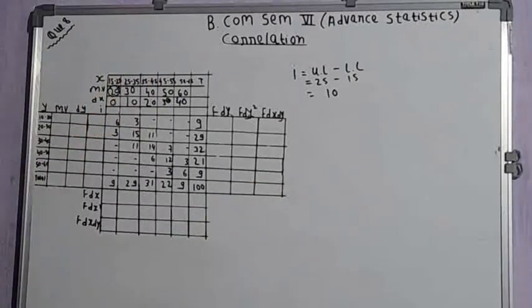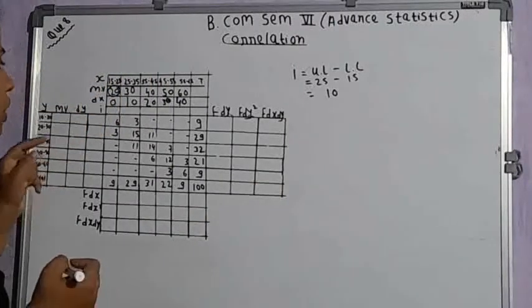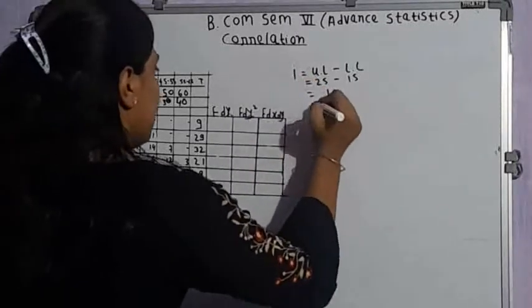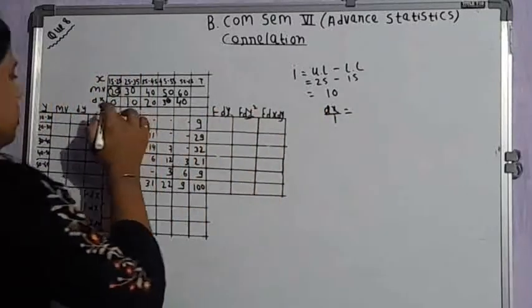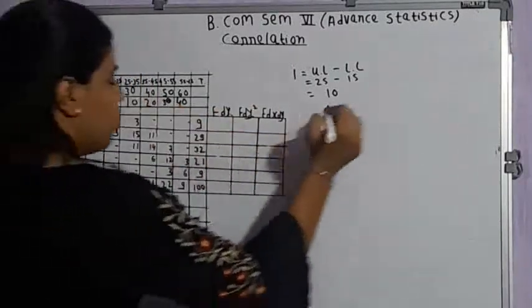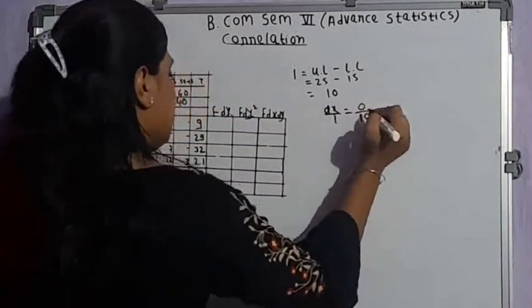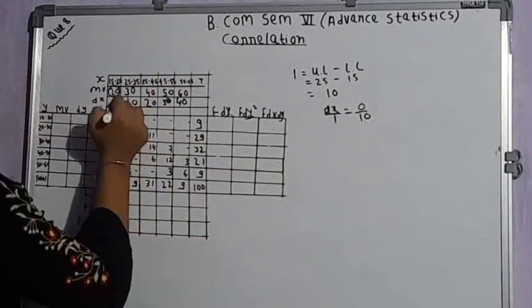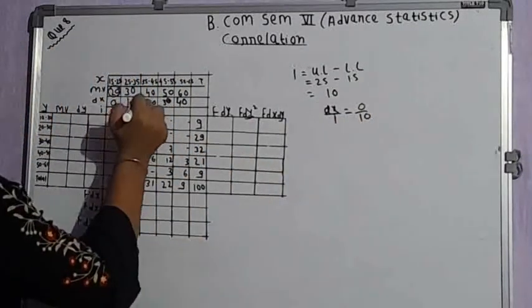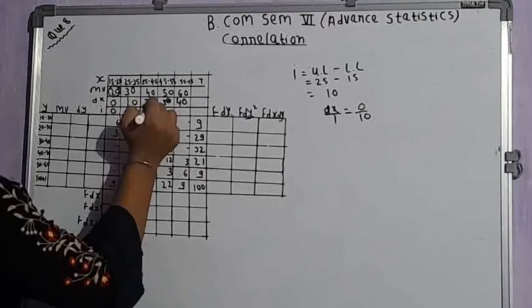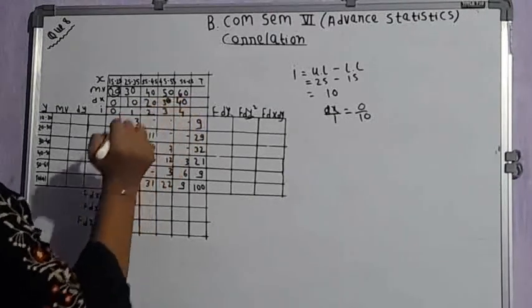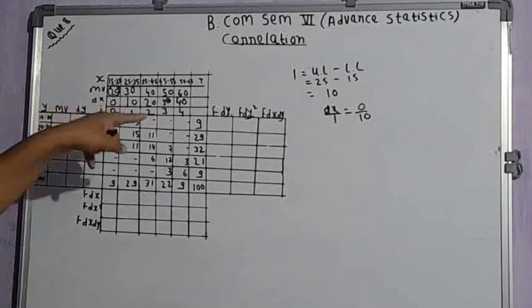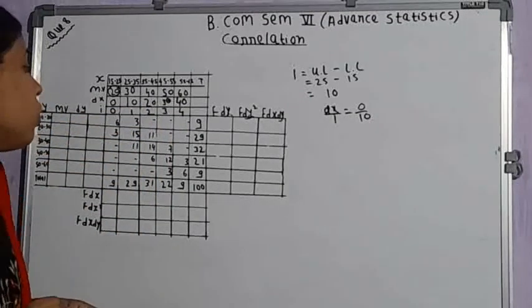So how is this used? For calculating this, we use a formula. That is dx upon I. So here what is the dx? 0. What is the I? 10. 0 upon 10? 0. Then 10 upon 10? 1. 20 upon 10? 2. 30 upon 10? 3. 40 upon 10? 4. So this way we have calculated this row also.